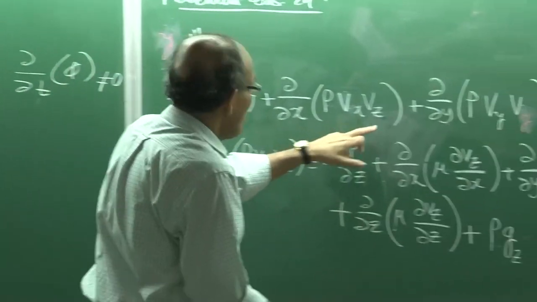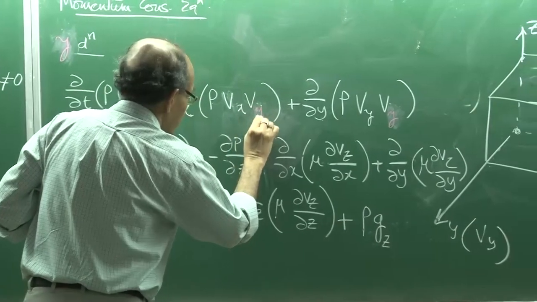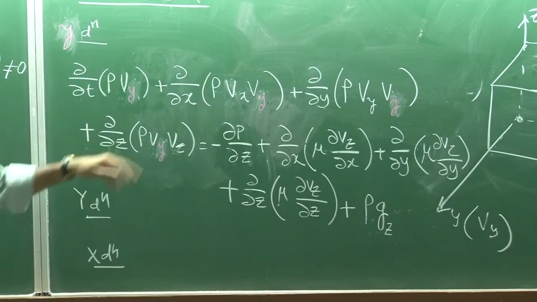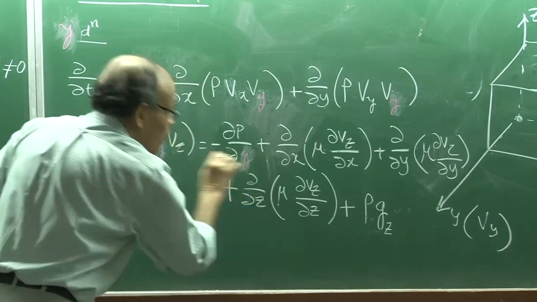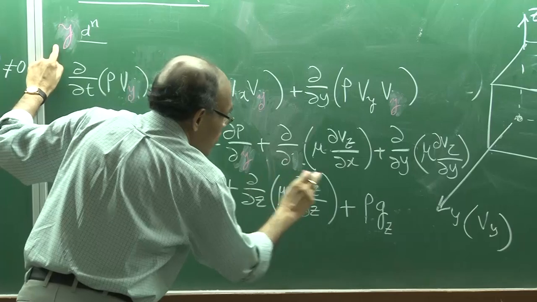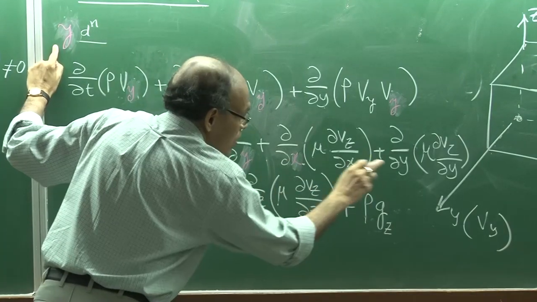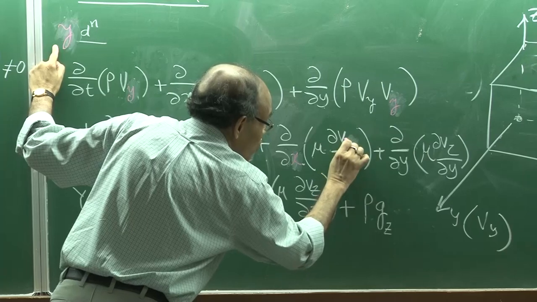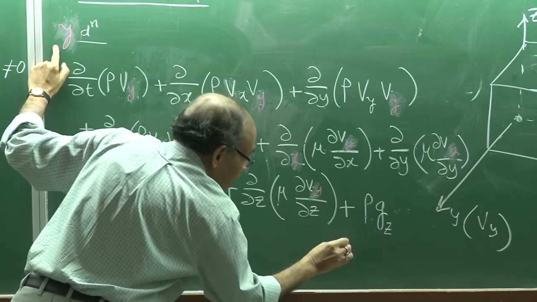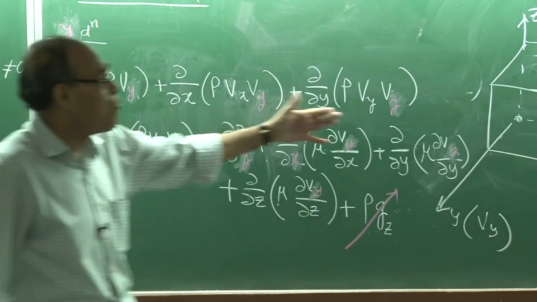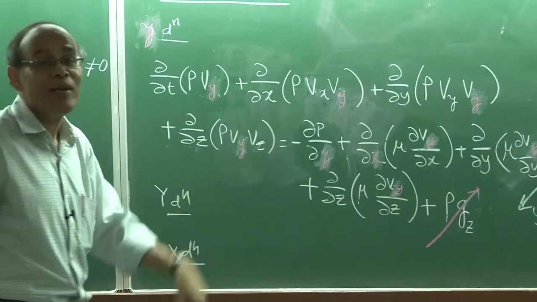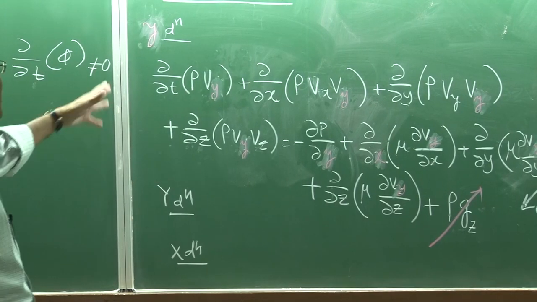So this is now going to be Vx into Vy, this is Vy, Vy, and this is going to be Vy, Vz. This pressure gradient will now be along the y direction. The derivatives remain the same, but this variable is now not Vz, but Vy. And this term is equal to 0, because there is no component of gravity along the y direction, so it does not appear. So the equation has now been made applicable to the y direction.